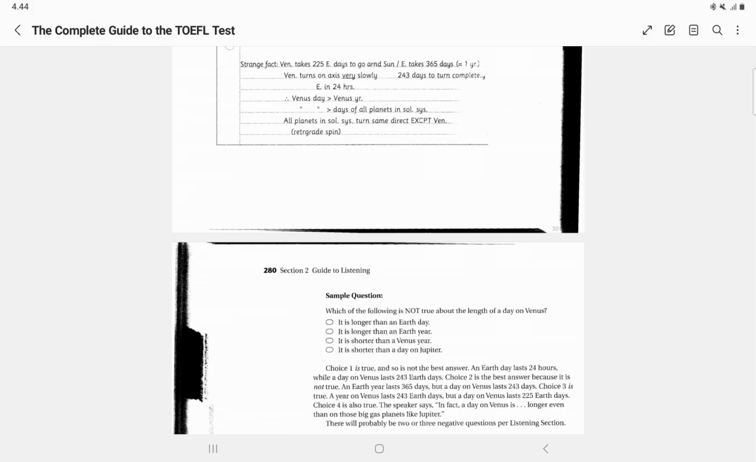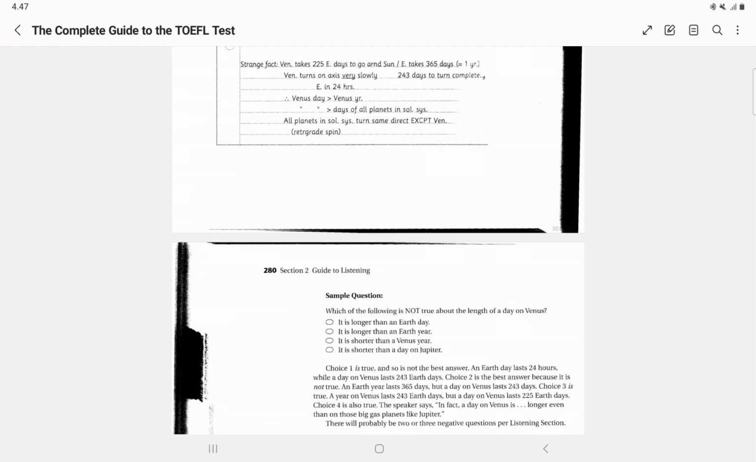Venus year, 225. A day on Venus lasts 243 Earth days, while a year on Venus lasts 225 Earth days. Choice 4 is also true.